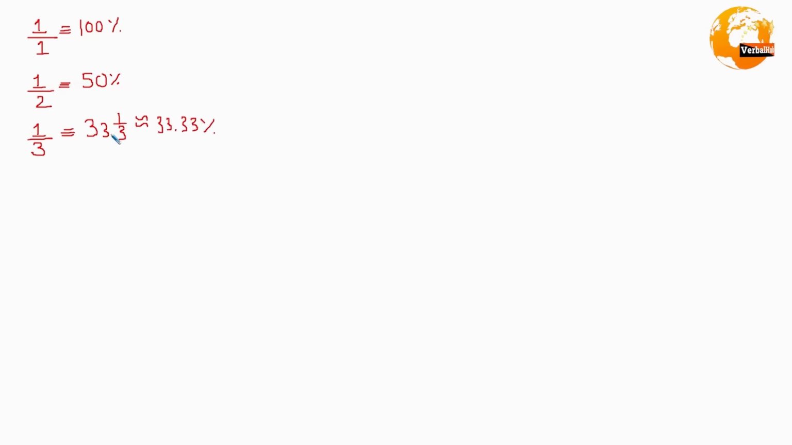Whenever we get a value which is not an exact integral value, we either write it as a mixed fraction or as a decimal value. We'll write the decimal value accurate to 2 decimals. That should be sufficient for our accuracy. 1 by 4 will be 25. You can also think of 1 by 4 as half of half, because 4 is 2 into 2. So half of 50 is 25.